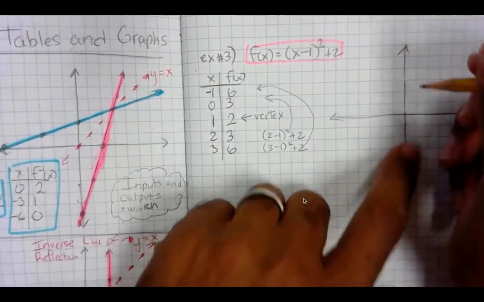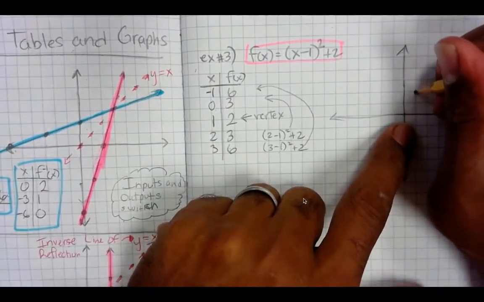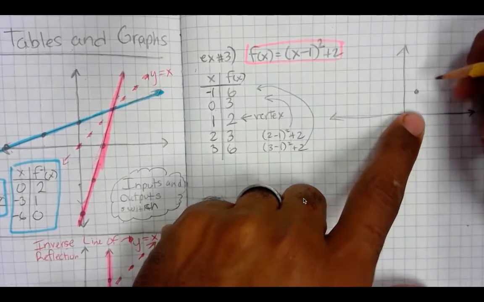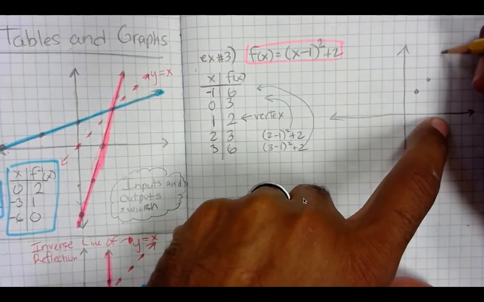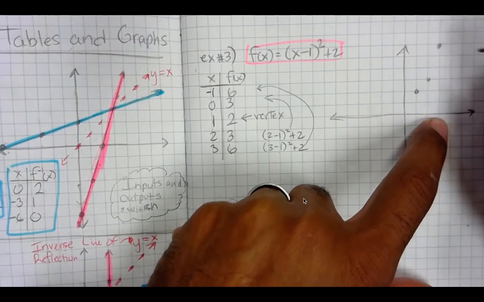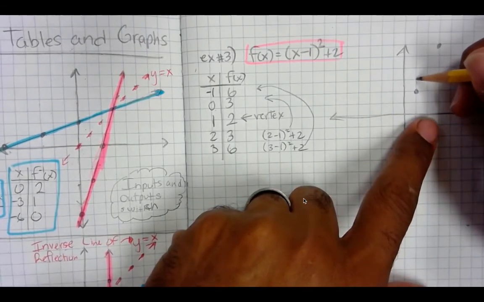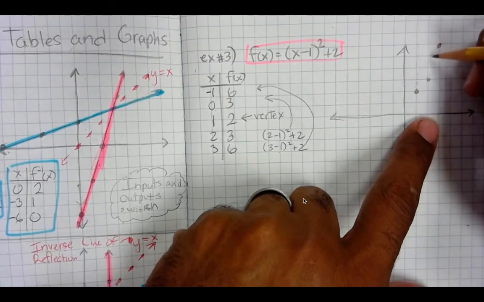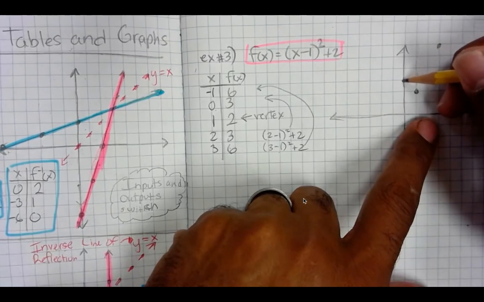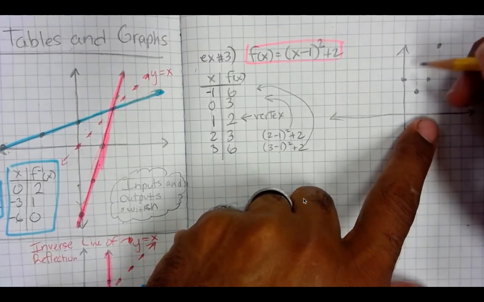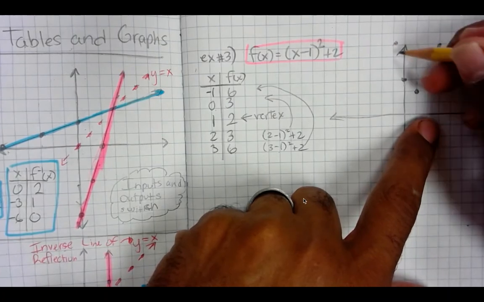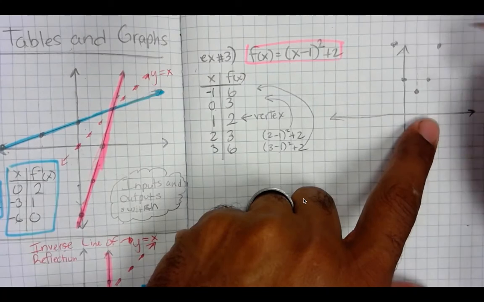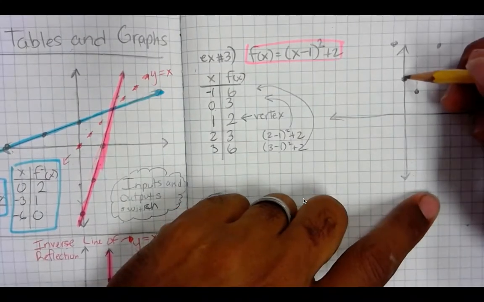All right, so let's go and graph that. Start with the vertex. So that goes here. 1, 2. Then let's go 2, 3. 3, 6 right there. And I could do a quick little line of reflection, or just kind of jump this over to here. There's that point 0, 3. This one I flip it over to here at -1, 6. Okay, so now I make my U.